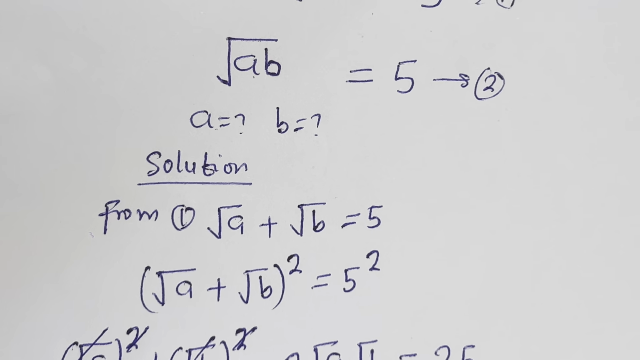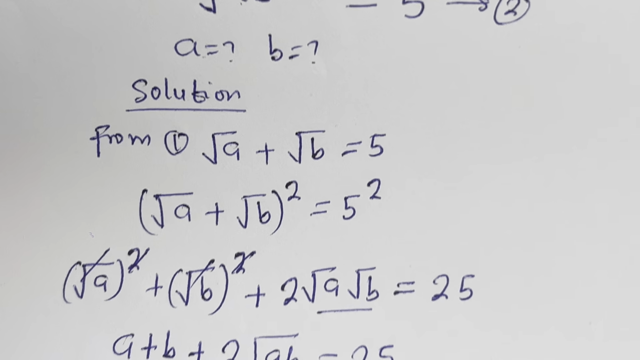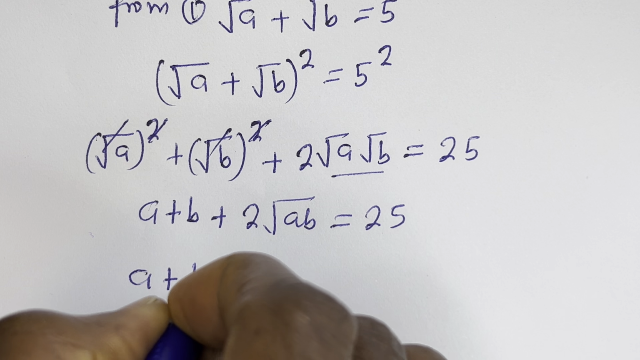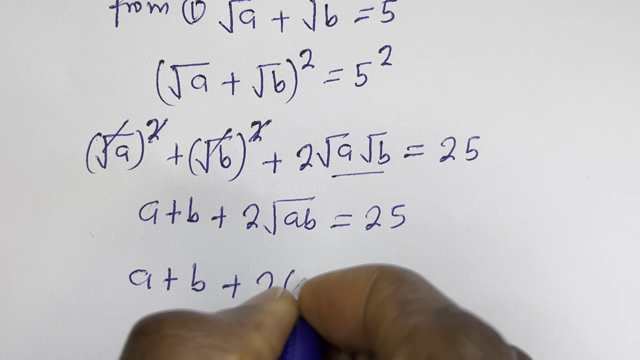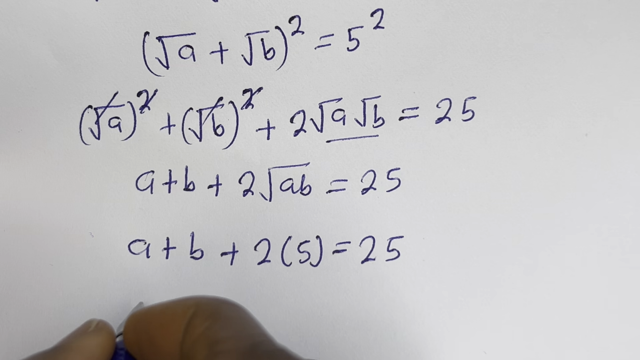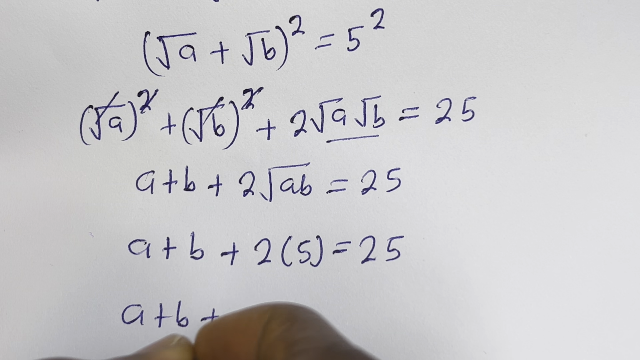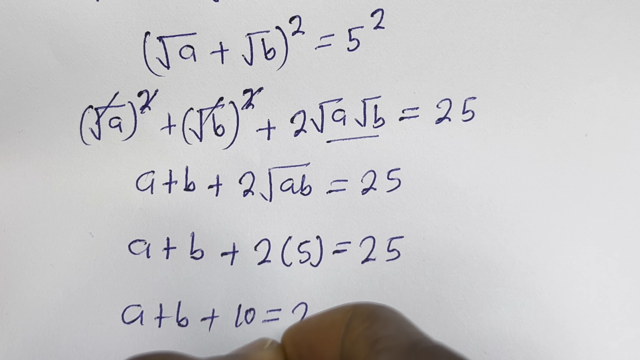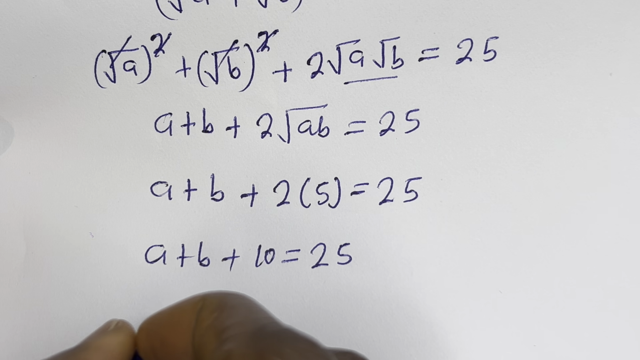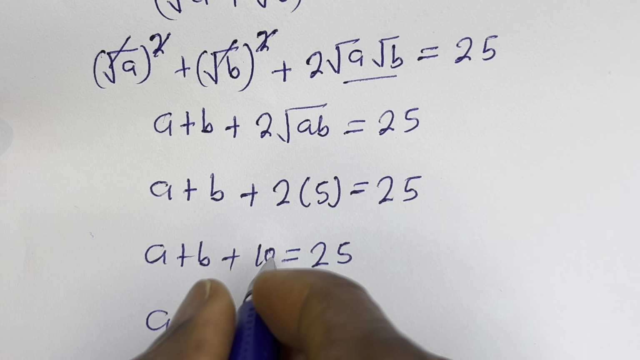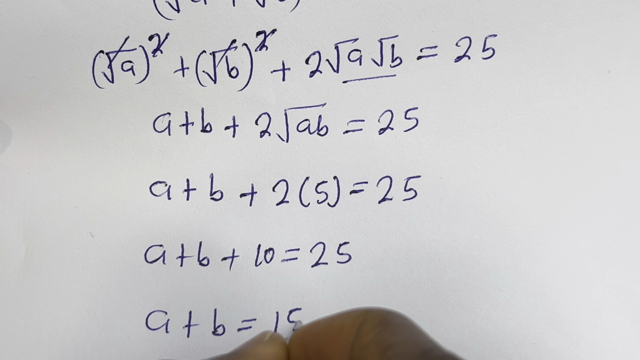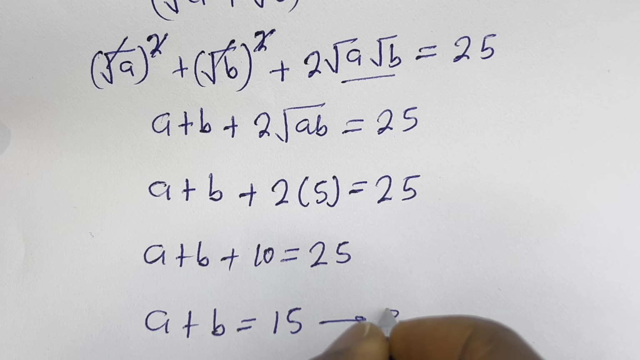But from equation 2 here, square root of ab is equal to 5. Then this can be written as a plus b plus 2 bracket 5 is equal to 25. We have a plus b plus 10 is equal to 25. Then a plus b is equal to, if you take this to this side, it becomes minus, 25 minus 10, this is 15. Let's call this equation 3.